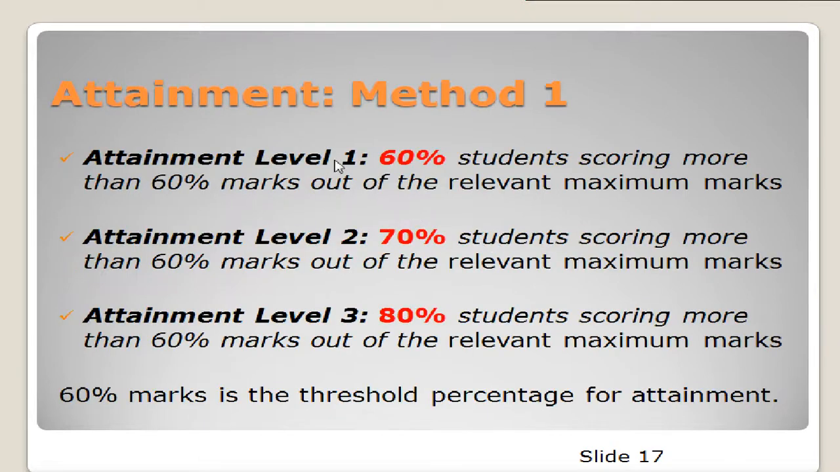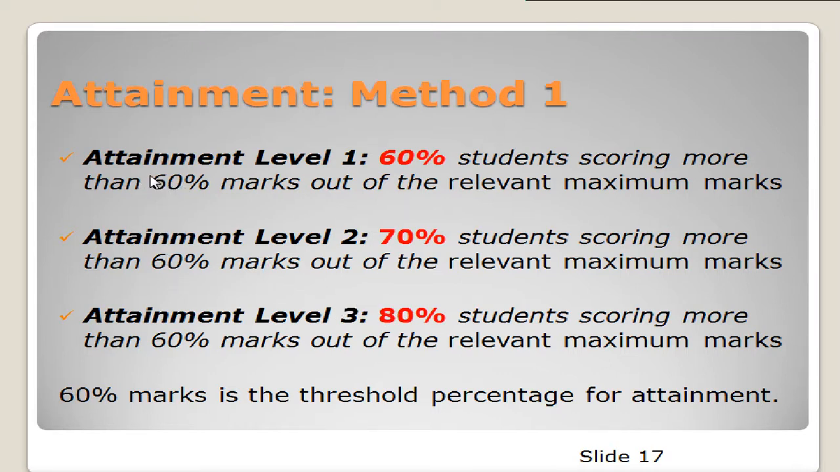We said there are two methods, method 1 and method 2. In method 1, you define levels. 60% is one level, 70% is one level, 80% is one level, more than the threshold.